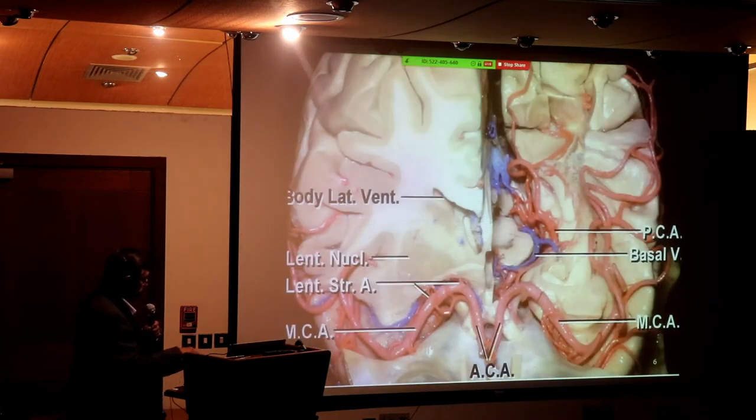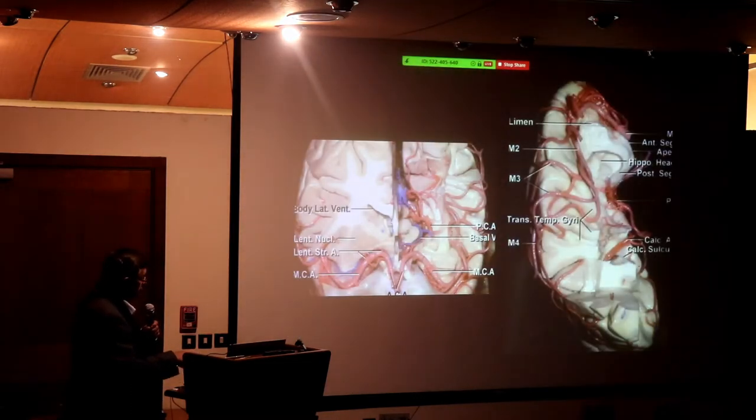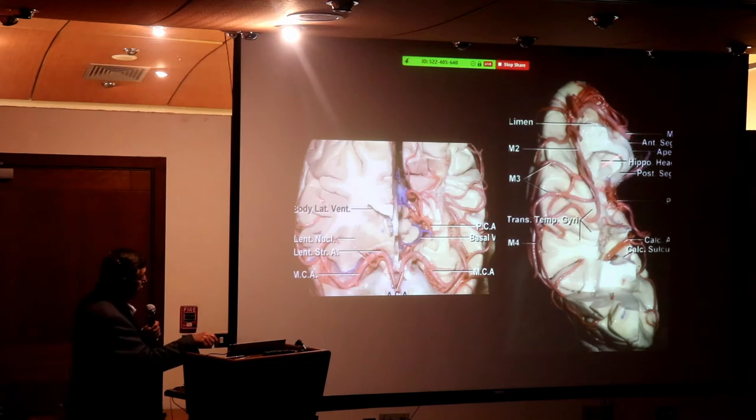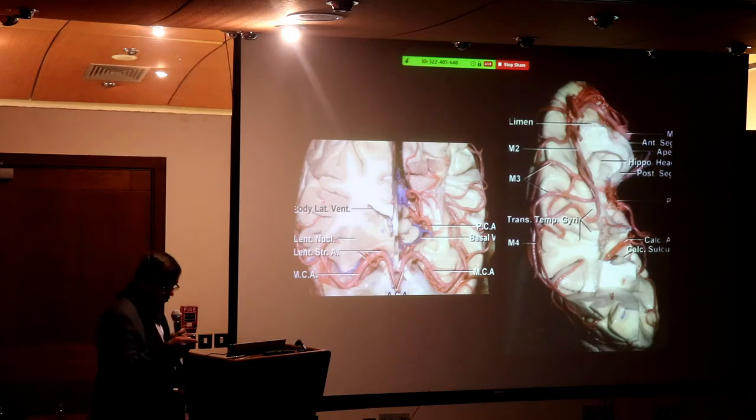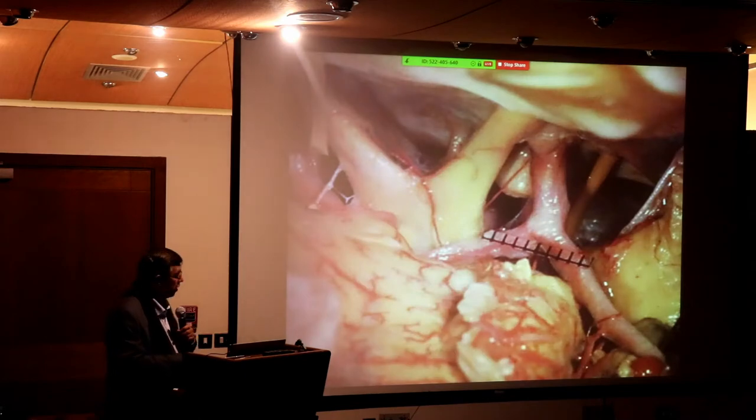Again, for you to notice: if we take just this side, the right side, it starts from here at the bifurcation of the carotid, and it goes through the Sylvian fissure. Here, at the Sylvian point, it starts to divide into two or three, a bifurcation or trifurcation.